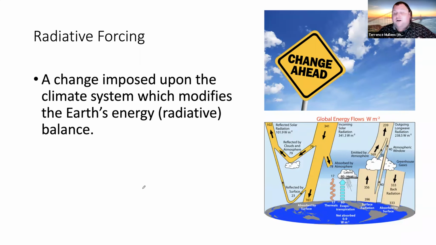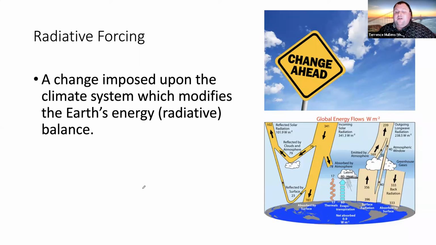We've talked before that there is a certain amount of heat that comes in and a certain amount of heat that goes out. Radiative forcings are changes to that budget. Just like, let's say you have a budget and you decide to eat out less. That reduces your spending. That affects your budget. That is basically what a radiative forcing is. It is a change to Earth's energy budget.